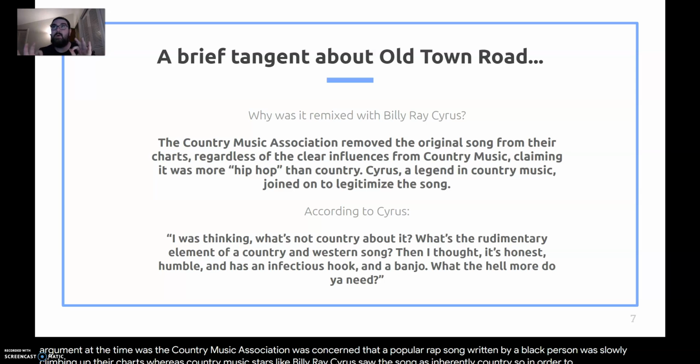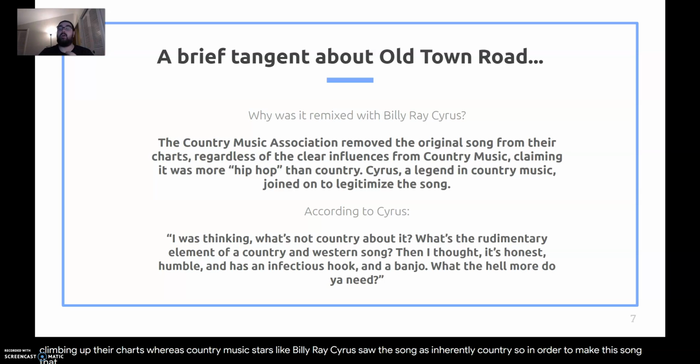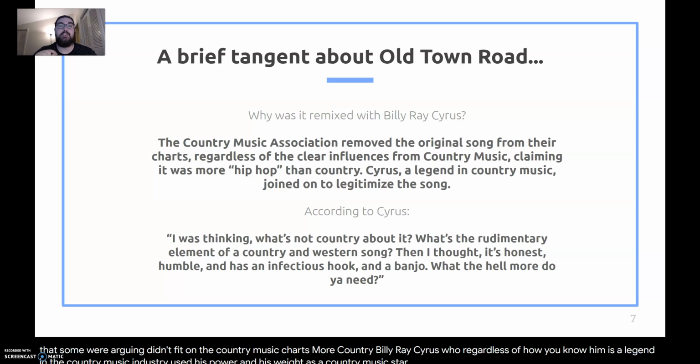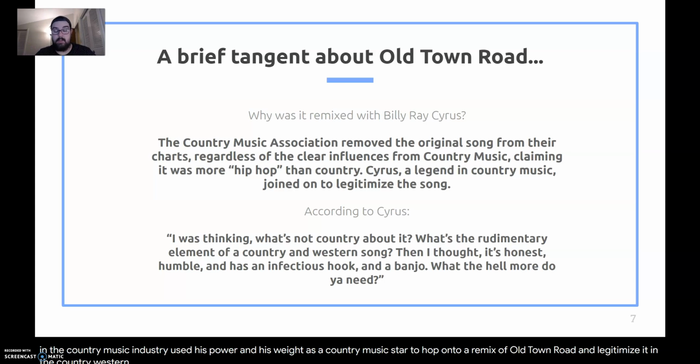So in order to make this song that some were arguing didn't fit on the country music charts more country, Billy Ray Cyrus, who, regardless of how you know him, is a legend in the country music industry, used his power and his weight as a country music star to hop onto a remix of Old Town Road and legitimize it in the country western world.